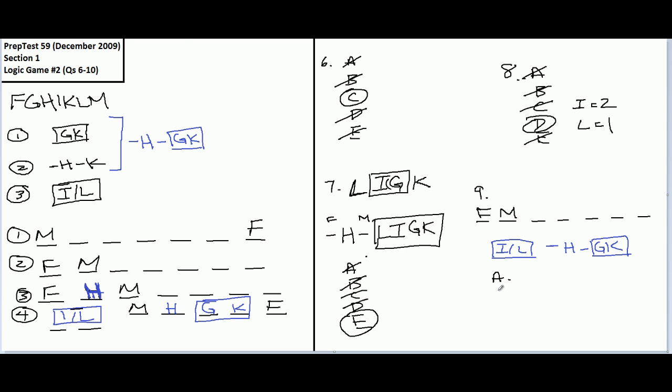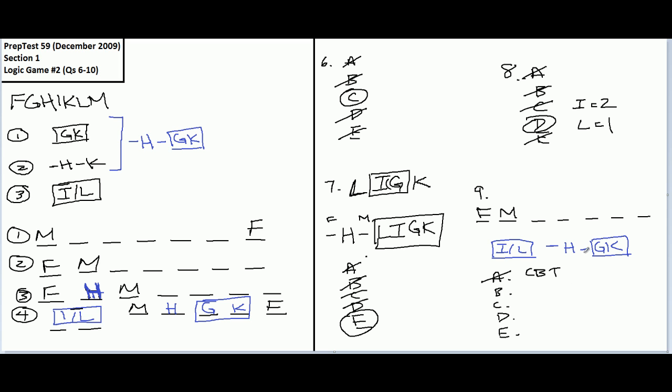So answer choice A. Could it be true that H is third? Well, I don't see why not. If H is third, then we can put these 2 groups in here in any order, and it doesn't matter. So A could be true, and therefore it is not what we want, because we're looking for which of the following cannot be true.